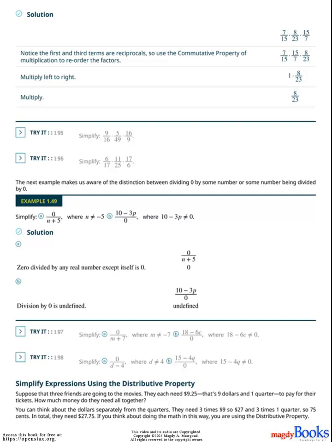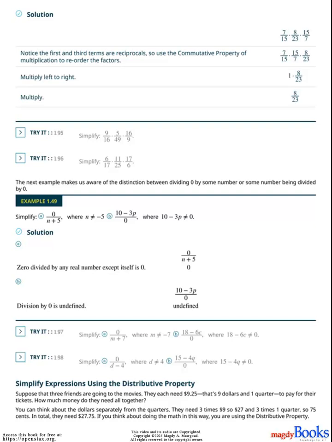Try it 1.95. Simplify. 9 over 16 dot 5 over 49 dot 16 over 9. Try it 1.96. Simplify. 6 over 17 dot 11 over 25 dot 17 over 6.